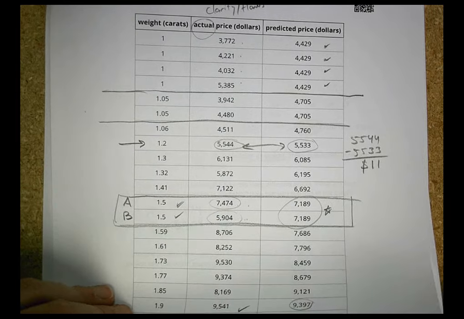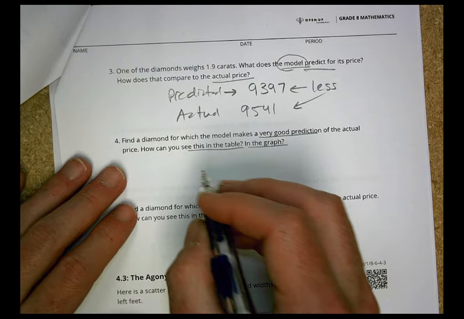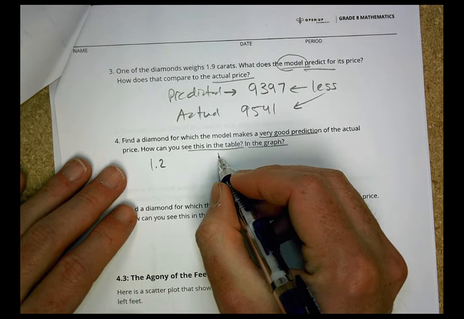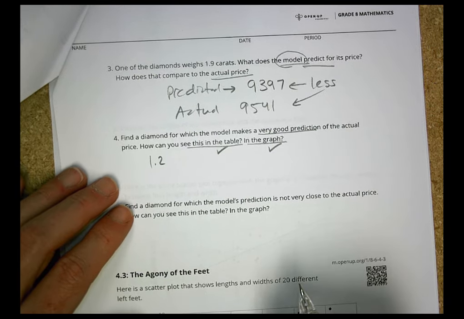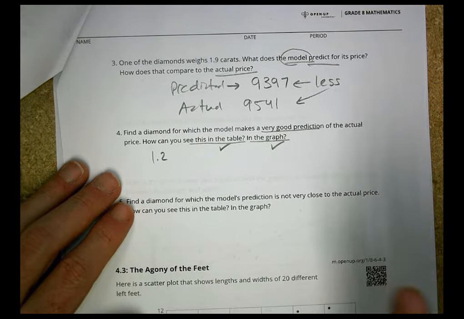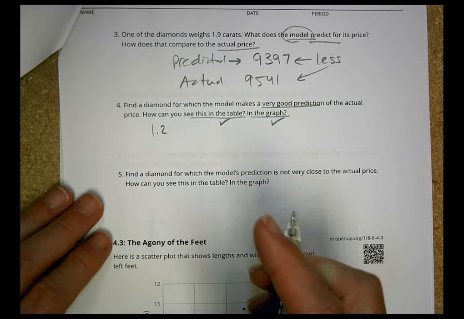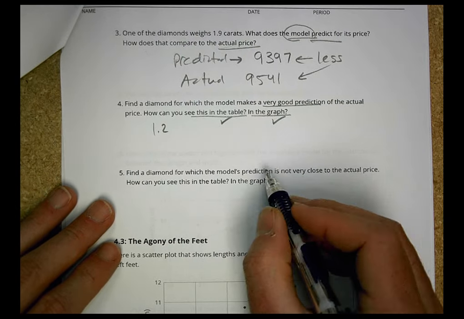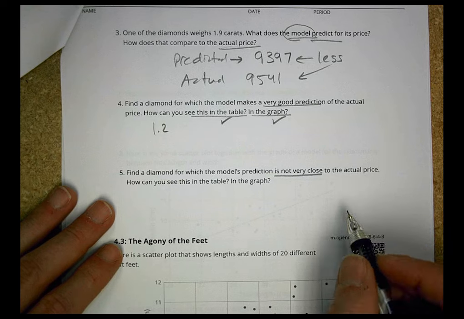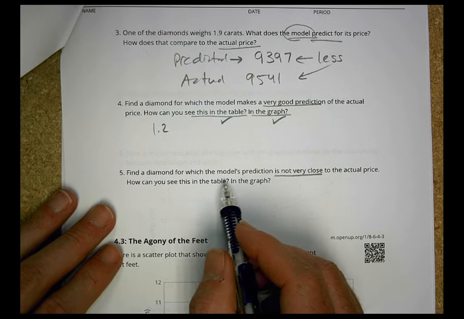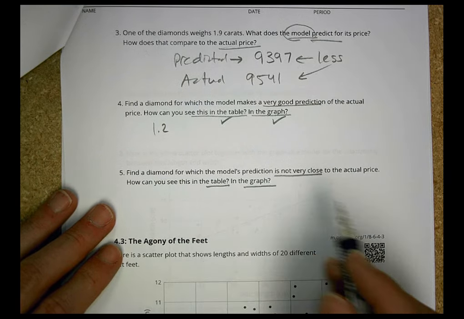So this one, the 1.2 carat diamond, is the one I would say is a pretty good one to take a look at. And we can see that in the table, and we can see that in the graph as well. I'm not going to write anything here because we can't talk through it. Then it says, number 5, find a diamond for which the model's prediction is not very close to the actual price. So one where it's way off. And then again, where do you see it in the table, and where do you see it in the graph?